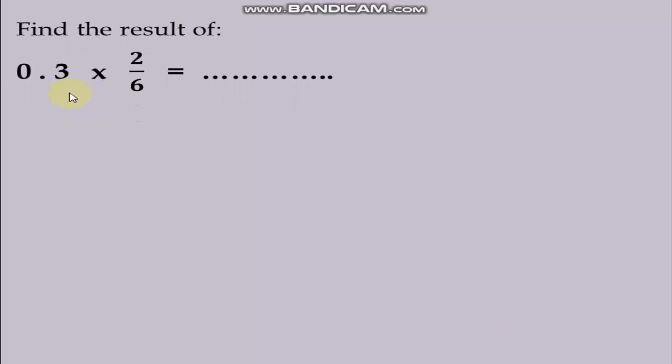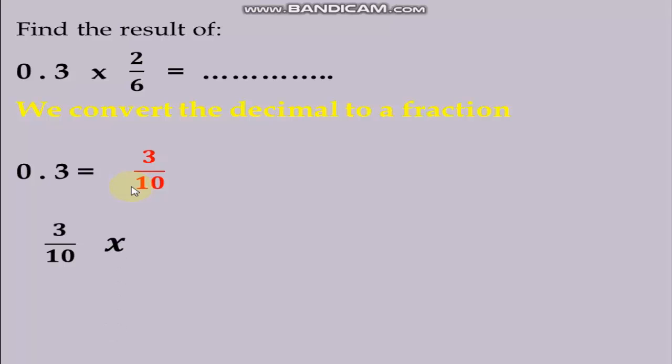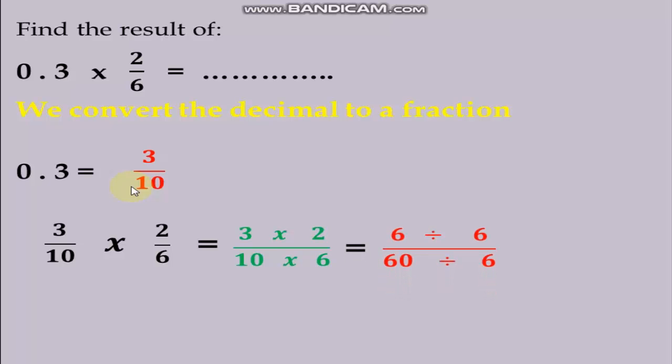Find the result of 0.3 times 2 over 6. We convert the decimal to a fraction. 0.3 equals 3 over 10. So 3 over 10 times 2 over 6 equals 3 times 2 equals 6. 10 times 6 equals 60.